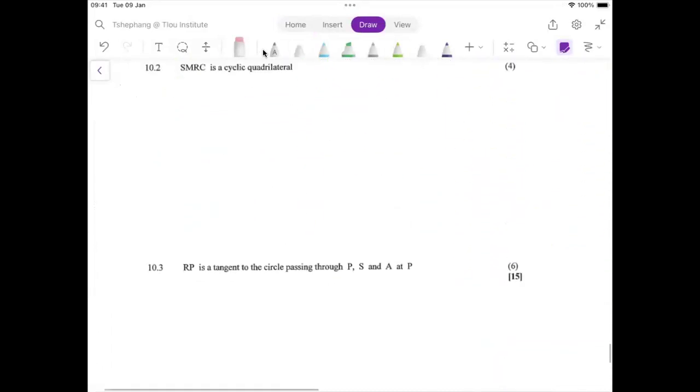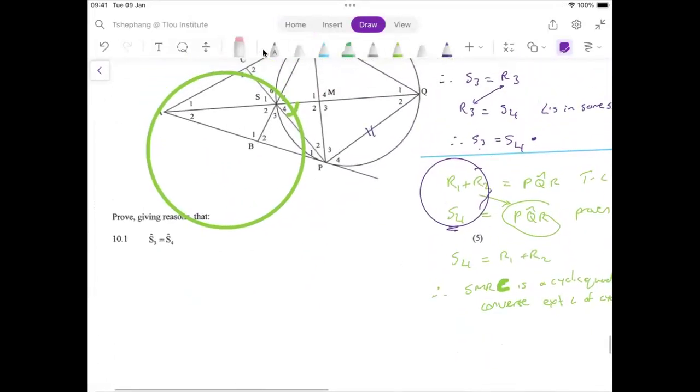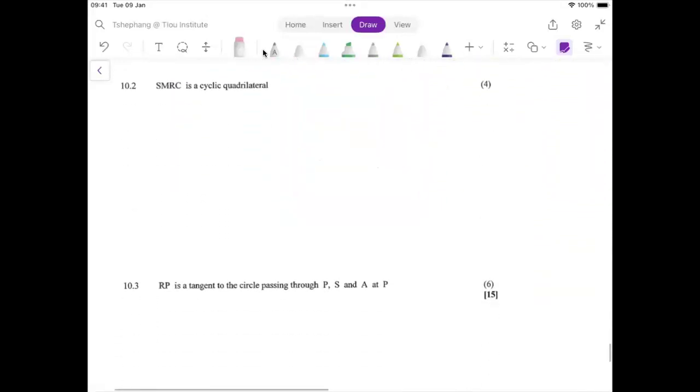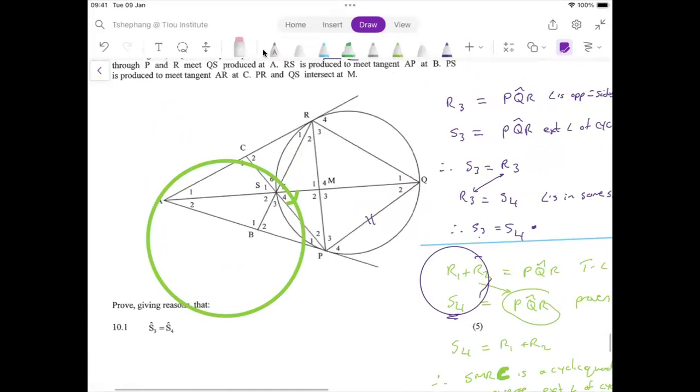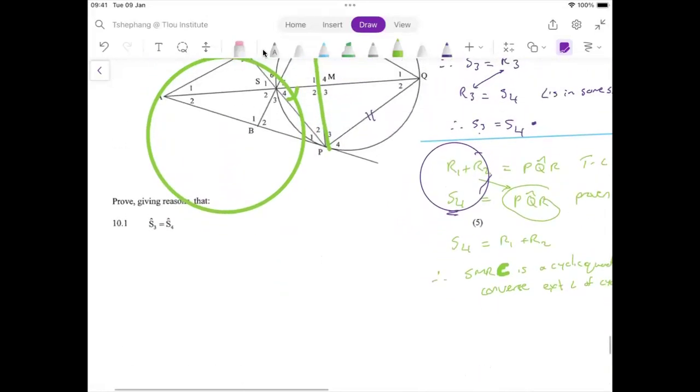This is at angle P. Sorry, at P, RP must be that tangent. So this must be the tangent to the circle that I just drew. Okay, let's see what we can do.